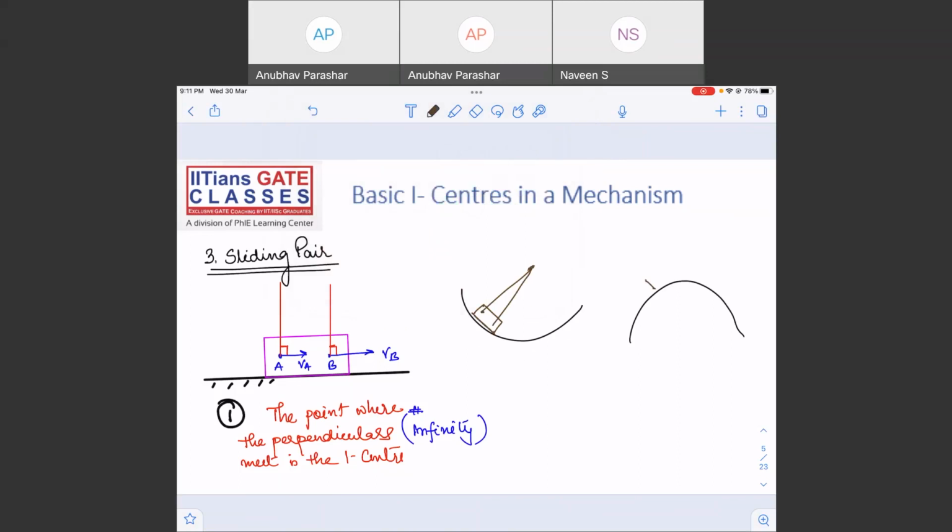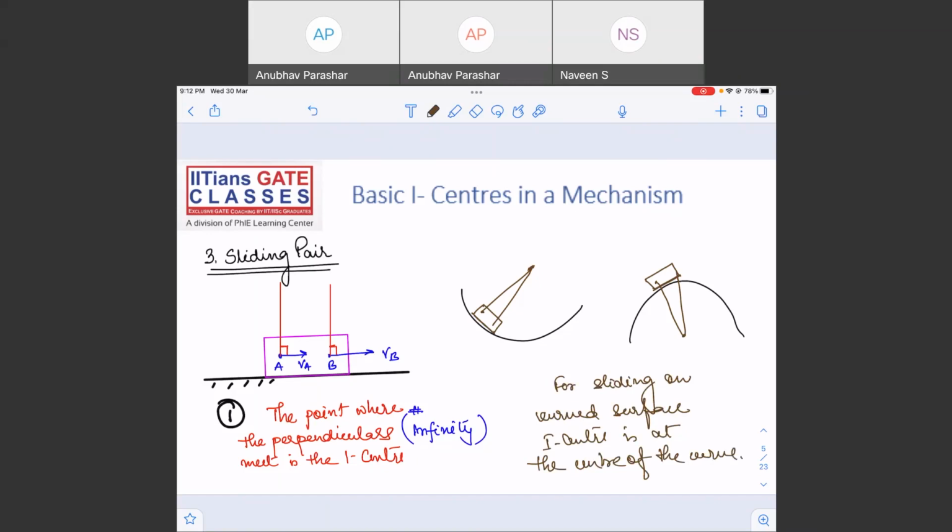If it is sliding on a convex surface, the eye center will be at the center again. For sliding on a curved surface, the eye center is at the center of the curve.